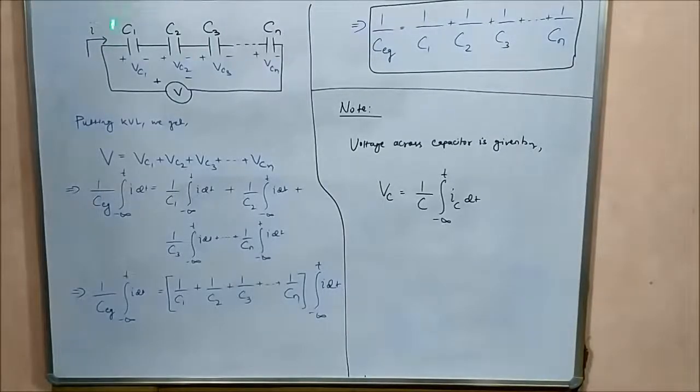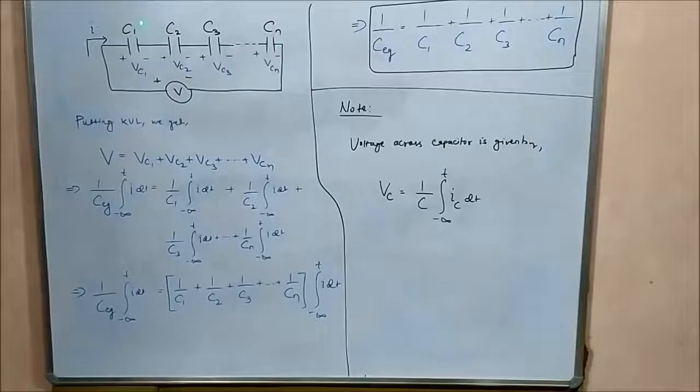So now we are going to derive the mathematical expression for the equivalent capacitance of series combination of capacitors. We are using the same circuit diagram which consists of n capacitors connected in series across a voltage source V with the circuit current, or the series current i, flowing through each of the n capacitors. Now here Vc1, Vc2, Vc3 and Vcn are the voltages across the respective capacitors C1, C2, C3 and Cn.